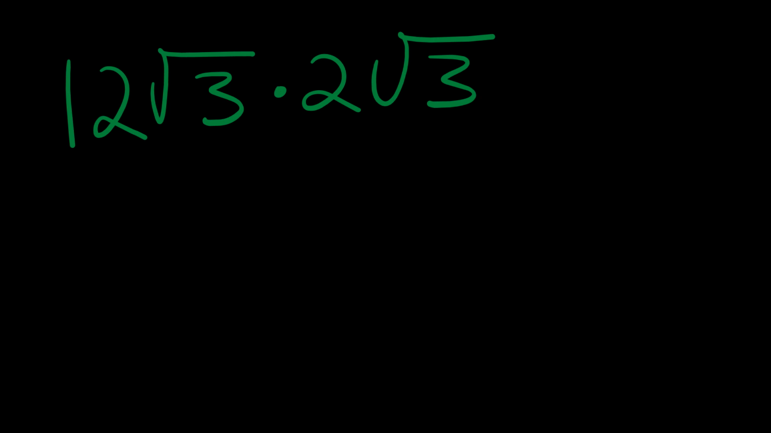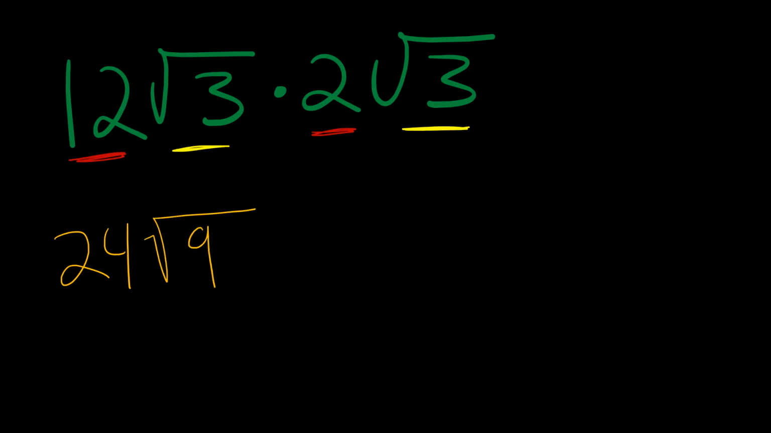Let's do another one. Awesome. So now I have 12 square root 3 times 2 square root 3. The first thing I want to do is multiply my coefficients. So I multiply the 12 and the 2. 12 and 2 is 24. And now I want to multiply together my square roots. The square root of 3 times the square root of 3 gives me the square root of 9. Question, am I done yet? No, I'm not done, because the square root of 9 is a perfect square. So this is going to factor out perfectly. So I would end up with 24 times 3, which gives me 72.